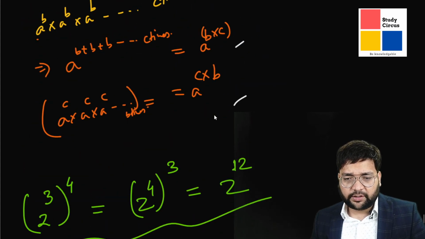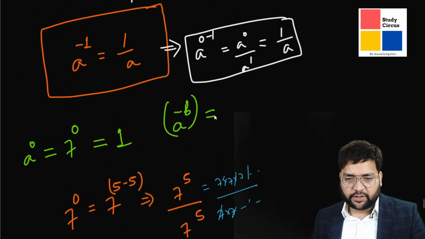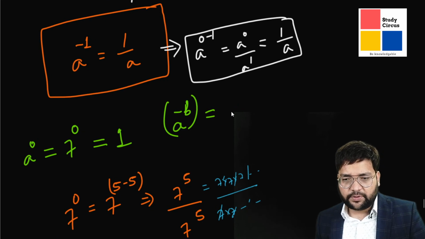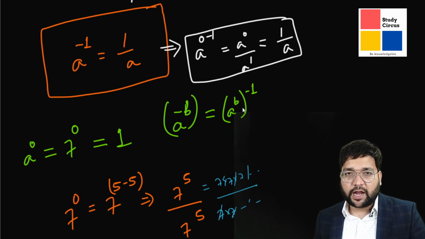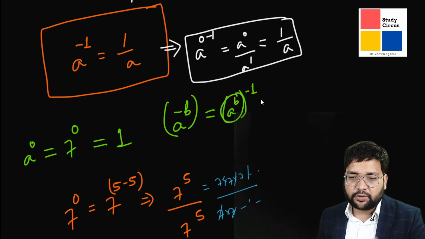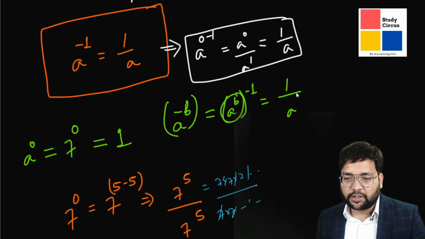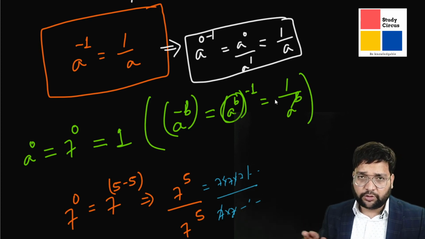Using this property, the last one, we can say here a to the power minus b is a to the power b whole raised to the power minus 1, because minus b is b into minus 1. And I told you that any number raised to the power minus 1 is just its reciprocal, so a to the power minus b is 1 upon a to the power b.